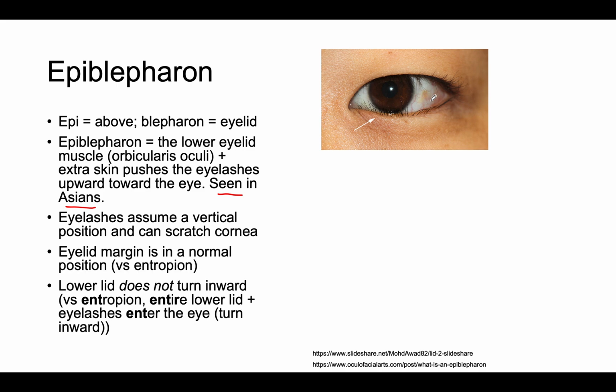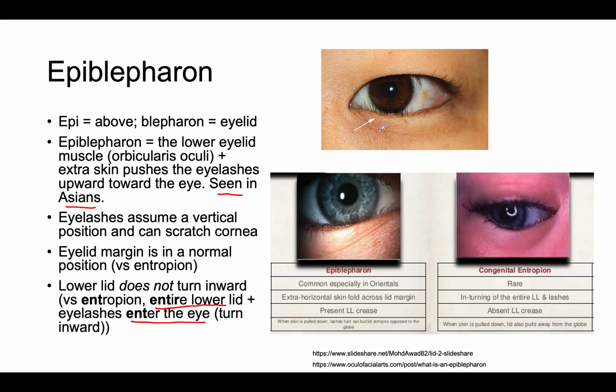Now, a way to remember the difference between epiblepharon and entropion is that with entropion, the entire lower lid enters the eye, i.e. turns inward, compared to epiblepharon, where the eyelid does not turn in or out. And here's another comparison between epiblepharon and entropion. Epiblepharon is common, while entropion is rare.